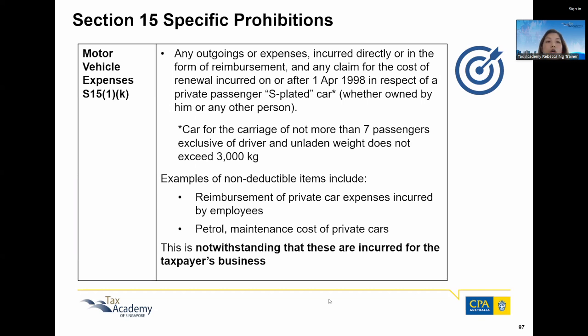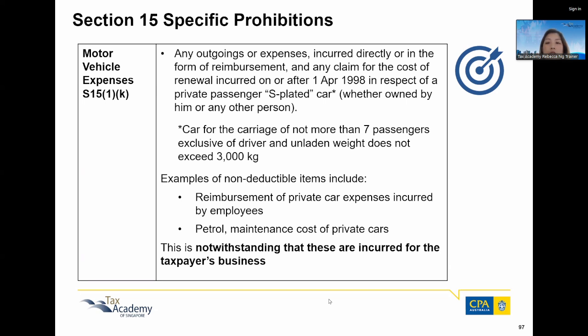Okay, so motor vehicle expenditure is covered under Section 15(1)(k). There are certain specific rules about motor vehicles because we have so many types of motor vehicles, right? So we have S-plated cars that have a car number plate starting with S. We have lorries, we have vans that start with V and things like that. So we want to differentiate what is called private motor car expenses, what is not.